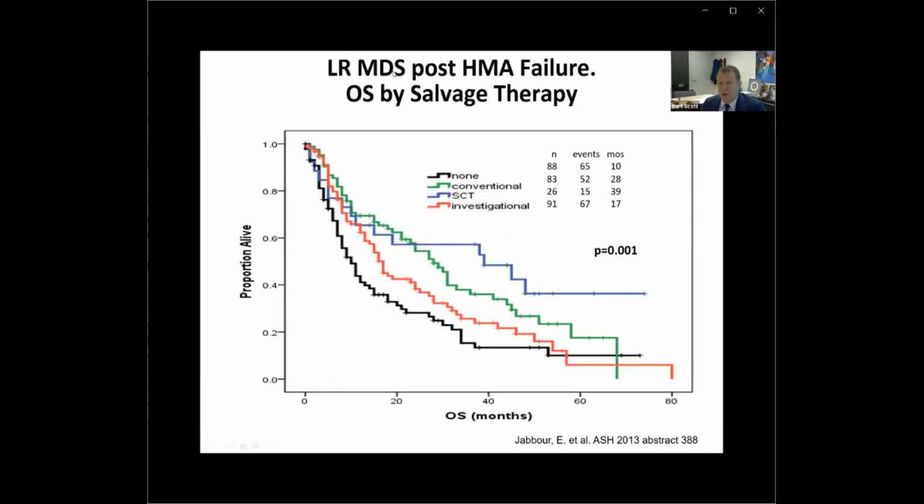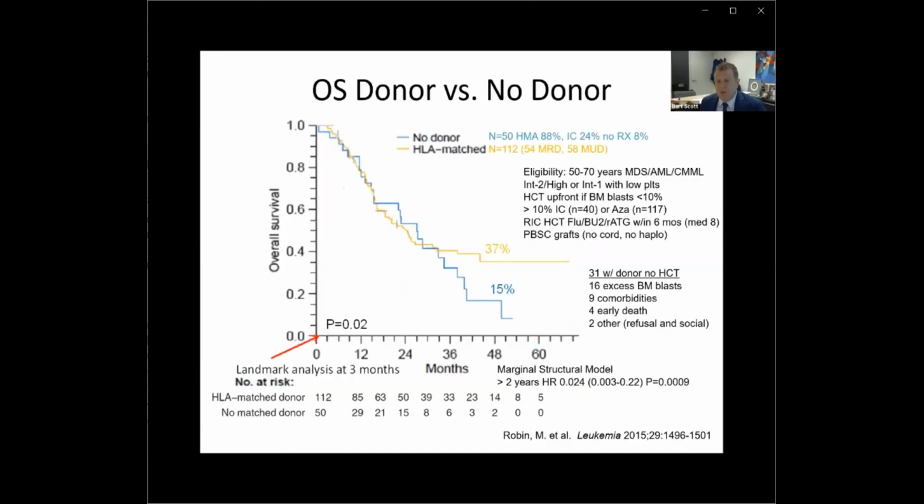You see very similar data with low-risk MDS. So if you have a low-risk MDS patient, SCT is stem cell transplant. They had the best benefit with stem cell transplant. So based off this, I would argue that if patients have low-risk or high-risk disease, MDS, and they fail hypomethylating therapy, certainly allogeneic transplant should be considered at that point.